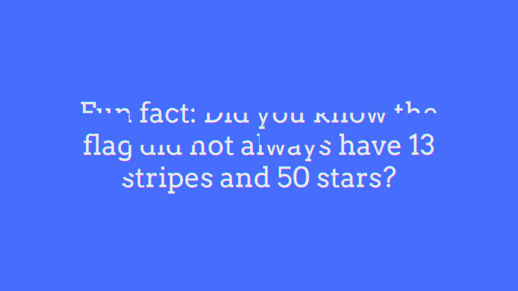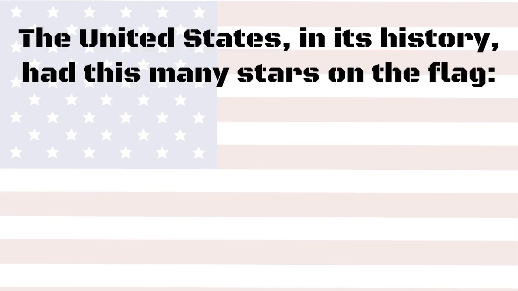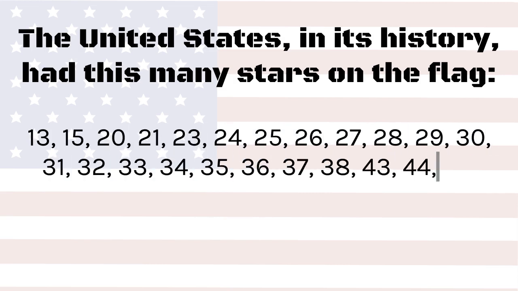Fun fact, did you know that the United States flag didn't always have 13 stripes and 50 stars? In fact, there have been 27 versions of the United States flag. Let's take a look in detail. Depending on how many states have been in the Union, depends how many stars have been on the flag. All the way from 13, 15, all the way up to 48, 49, or 50.